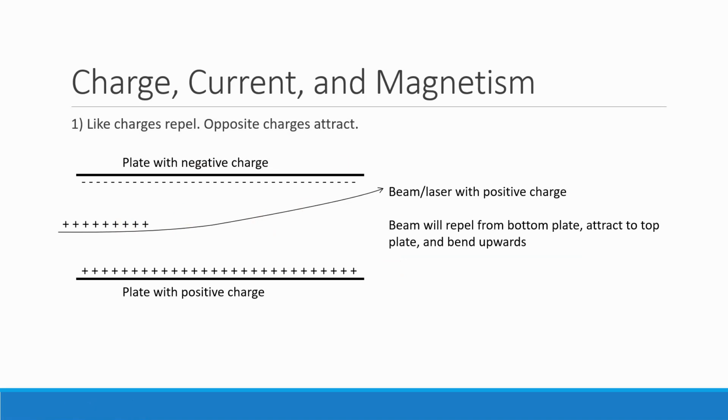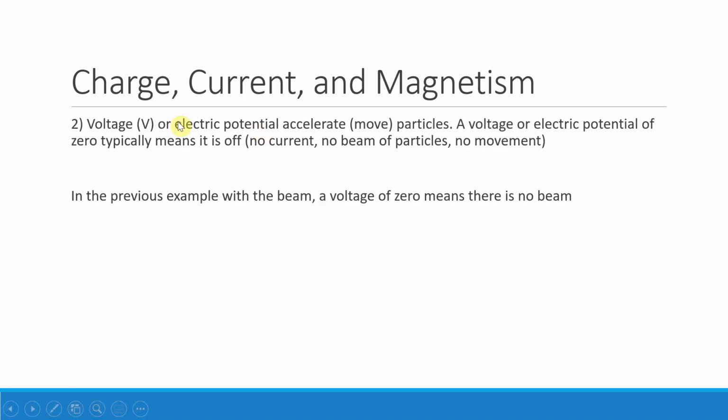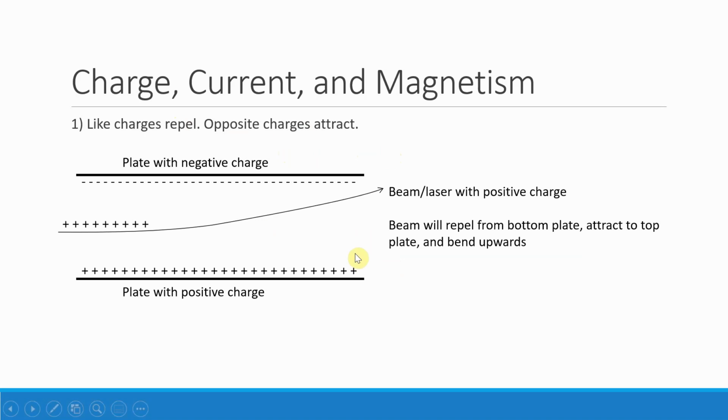And then you also have to know, as I was saying before, that voltage V or electric potential is going to move those particles. So if you don't have that, in the case of a current, it's just going to be off. Or in the case of a beam like we just saw, there's going to be no beam of particles. So if I go back to here, that current or electric potential of something over here is what's going to shoot this beam out. And then we're going to measure where the beam hits. If that current or electric potential is 0, it can't shoot the beam. So there's just going to be no beam, and it's not going to measure anything over here.